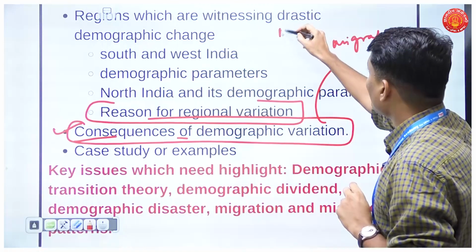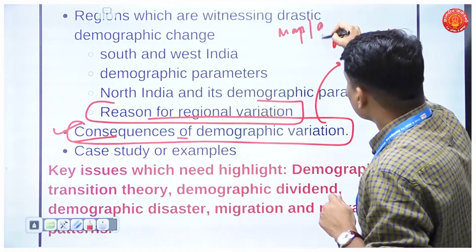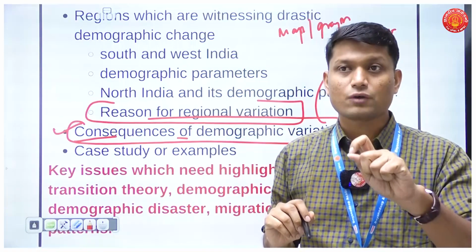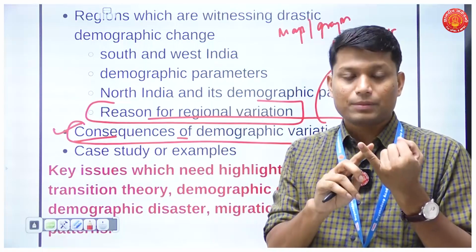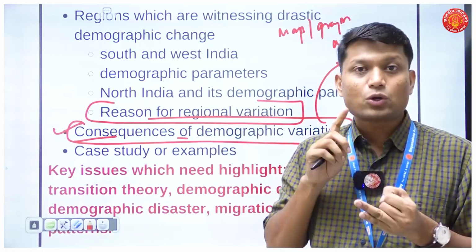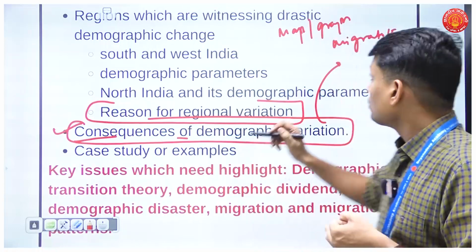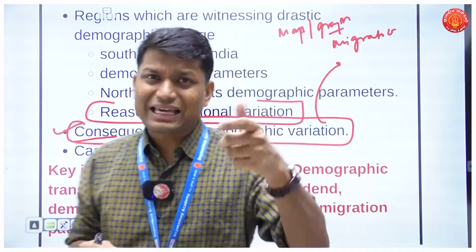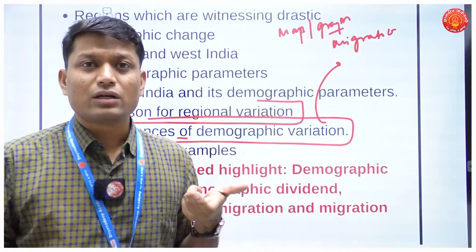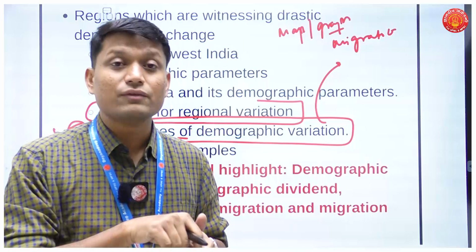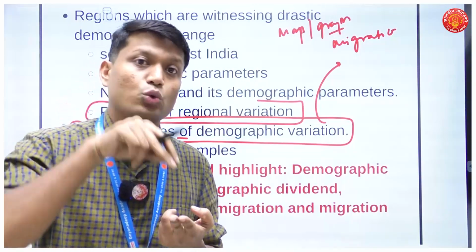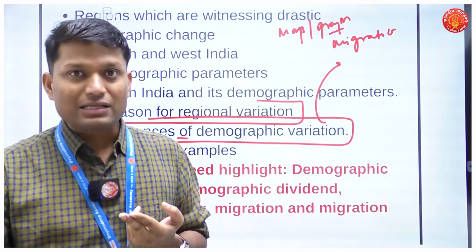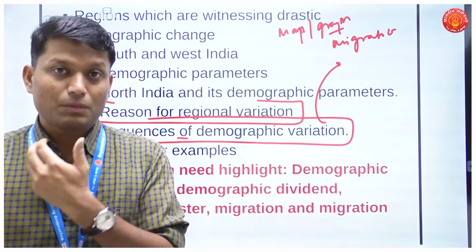Now, additionally, can I draw maps, or can some graphs be drawn? Look, when it comes to geography optional, diagrams, tables, graphs and maps are going to fetch you more marks. So I will draw some graph. What type of graph can I draw? Just take any parameter. Let's take growth rate. Make a graph of growth rate in your notes itself. Make a graph of total fertility rate in your notes itself, and remember those graphs. You can draw these graphs in your answer, right?